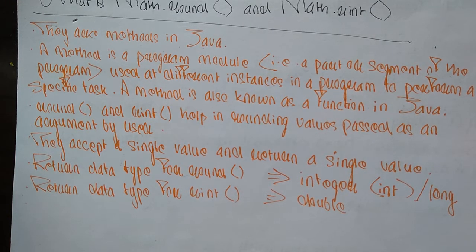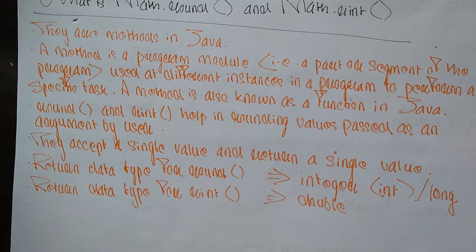What's Math.round and Math.rint? Are they like procedures, or are they some syntaxes, some errors, maybe some pieces of code which lets you code a virus? No, they're nothing like that.